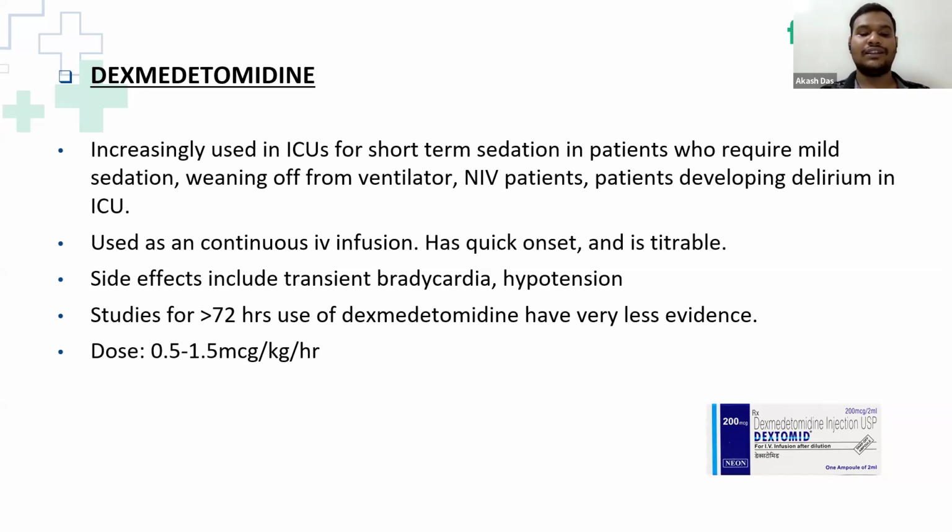Side effects include transient bradycardia and hypotension. So as an intensivist, always have a look. Whenever your patient is on Dexmed, patients can develop sinus bradycardia. Studies beyond 72 hours of Dexmed have not been very conclusive, so it can be used for short-term sedation, less than 72 hours. Dose is 0.5 to 1.5 mcg per kg per hour. That is dexmedetomidine. Another thing is that it is expensive also, so use it wisely.